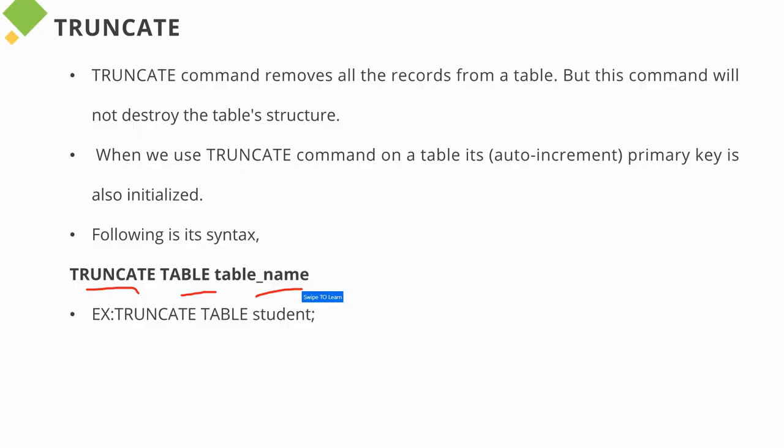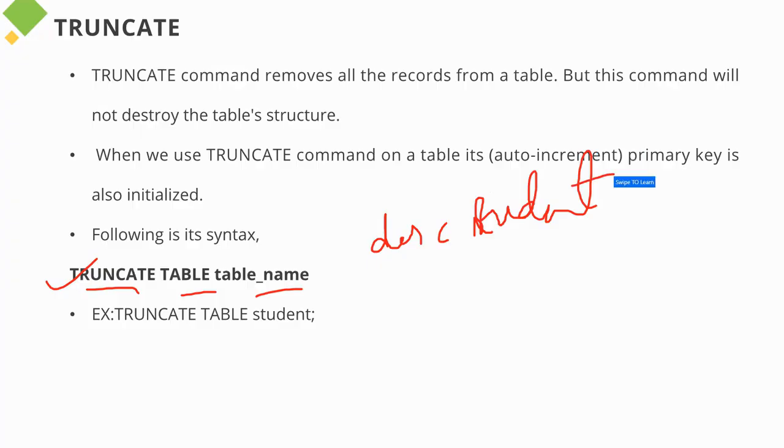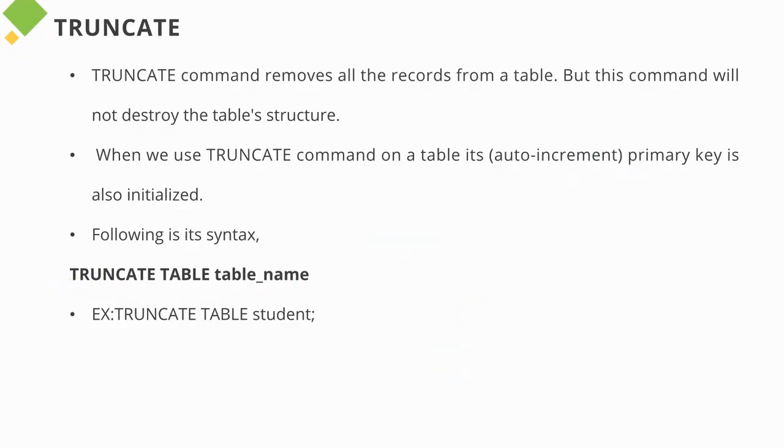So if I truncate table student, my table structure, the space will be there, but my table data will be lost. If I again, after performing this command truncate table, table name, run DESC student, I'll have the student table, but in the description the structure is entirely there, but the data is not. So you'll get the null values. This is how you work with the truncate command.